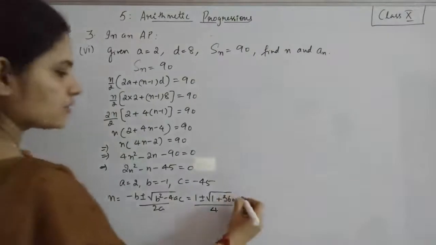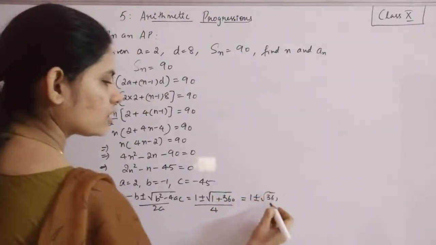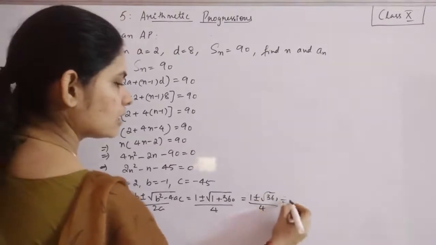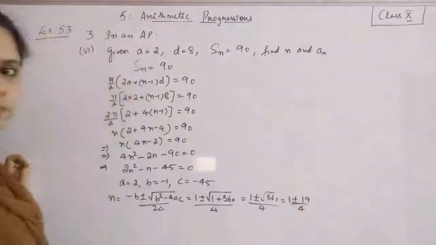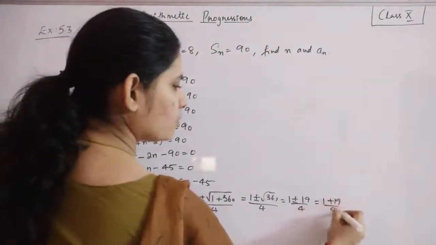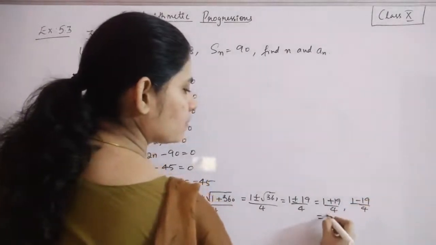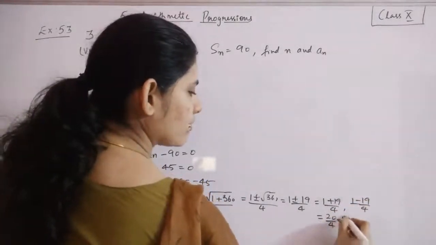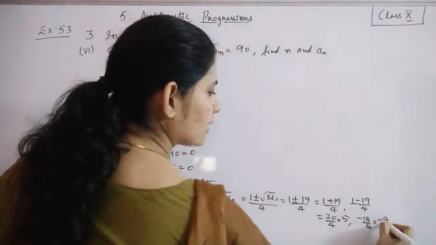And this will give you 1 plus or minus root of 361. What is 361's root? It is 19. So you will have 1 plus or minus 19 by 4. Got it? Which is either 1 plus 19 by 4 or 1 minus 19 by 4. So 1 plus 19 by 4 will give you 20 by 4, which is 5, or you will get minus 18 by 4, which is minus 9 by 2.